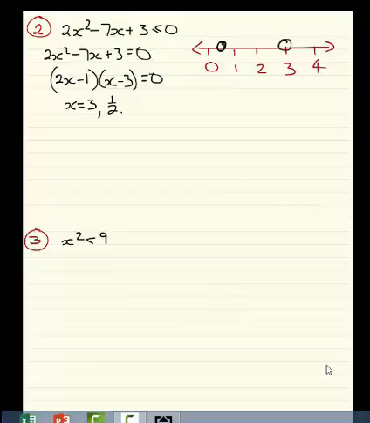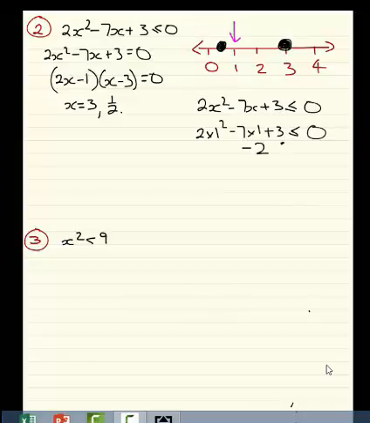Now in this case, we can colour them in because we've got the equal sign. And then we pick a point in between them. I'm going to go with 1, but you could go with 2. You can make life really difficult and pick a fraction in between if you wanted to. Then you go back and substitute it into your original inequation. So 2x squared minus 7x plus 3 is less than or equal to 0. So 2 times 1 squared minus 7 times 1 plus 3, less than or equal to 0. Minus 2 is less than or equal to 0.